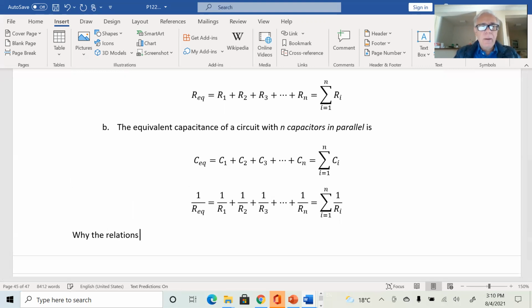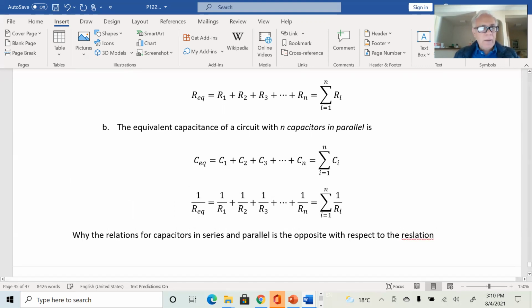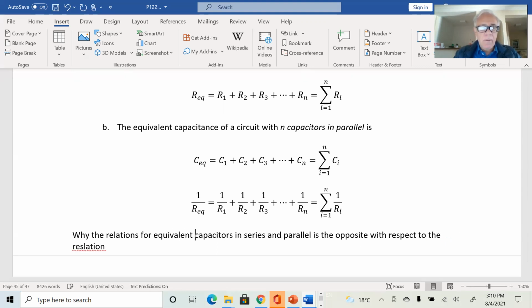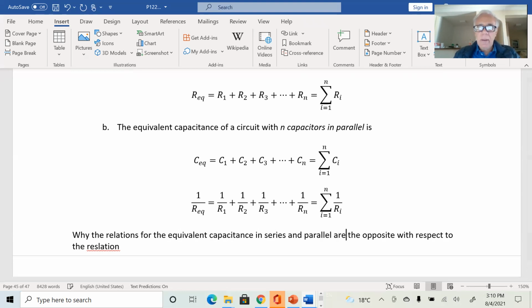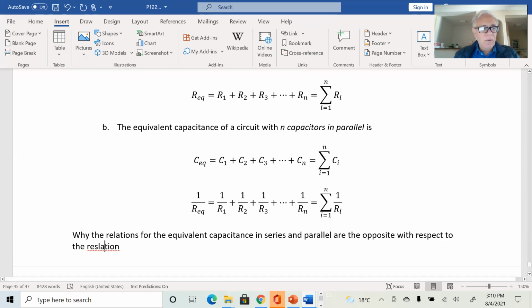The relations for capacitors in series and parallel are the opposite with respect to the relations for resistors. What are the relations for equivalent capacitance? The equivalent capacitance in series and parallel are the opposites with respect to the relations for resistances.